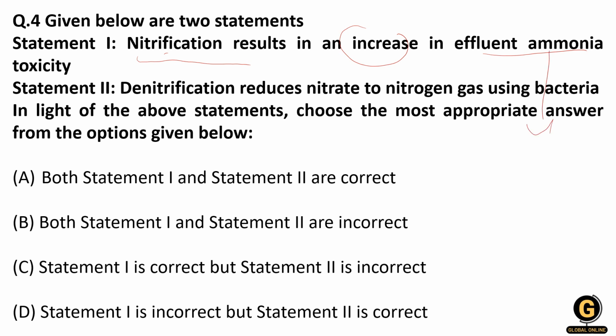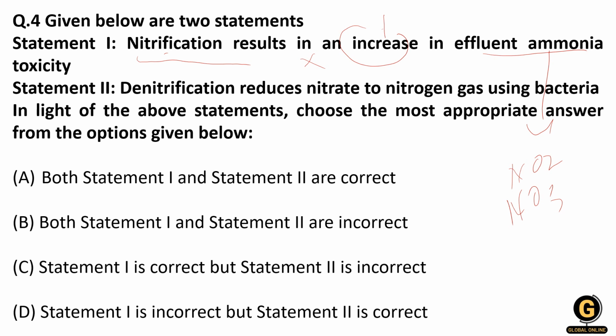Ammonia is converted to nitrite and nitrate, right? So in this process the ammonia is used, so the overall ammonia decreases. So remember, this is a wrong statement. In nitrification you have to remember ammonia is used, so it decreases, right? So the first statement is wrong.